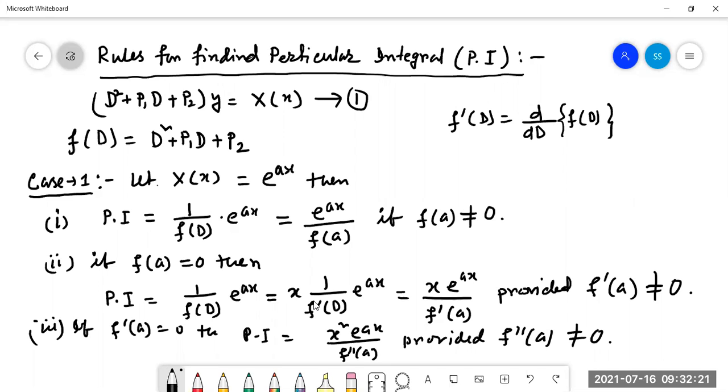Now, if we take some example, then it will be clear to you people. This is the formula, case 1, subcases 1, 2, 3, and it will continue: if F double dash a is equal to 0, then we take x cube e to the power ax by F triple dash a. After some time, it will come to be nonzero. Is it understood by everybody or not?